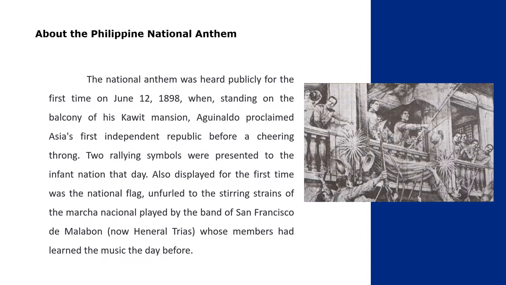About the Philippine National Anthem. The national anthem was heard publicly for the first time on June 12, 1898, when, standing on the balcony of his Kawit mansion, Aguinaldo proclaimed Asia's first independent republic before a cheering throng. Two rallying symbols were presented to the infant nation that day. Also displayed for the first time was the national flag, unfurled to the stirring strains of the Marcha Nacional played by the band of San Francisco de Malabon, now General Trias, whose members had learned the music the day before.